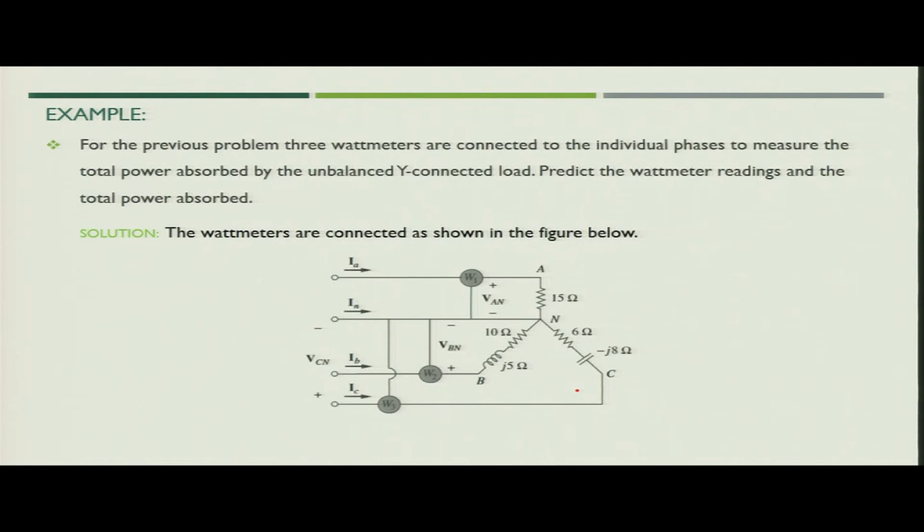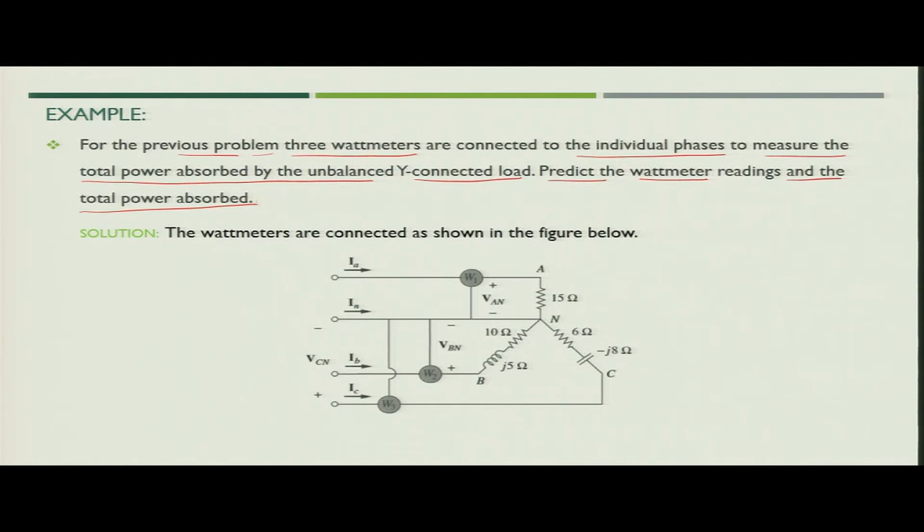Now, let us take another example. So, in the previous problem what we saw, we will use the 3 wattmeter method, where the wattmeters are connected to individual phases to measure the total power absorbed by the unbalanced Y connected load. What we need to find out? We need to find out the wattmeter readings and the total power absorbed.